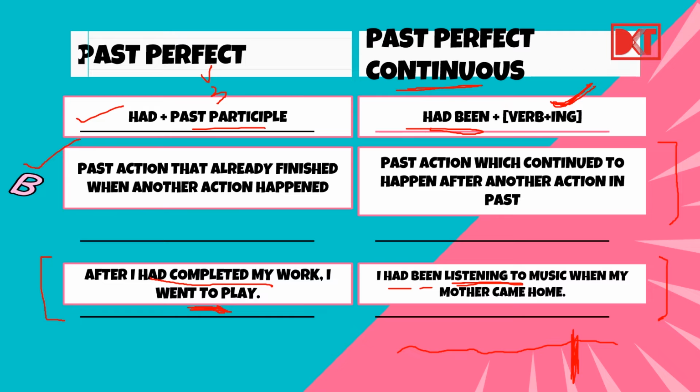Alright, so I hope you understood the broad difference. Past perfect is used for an action that has already happened and actually happened before the other action, which means the older event, for that we use past perfect. And we use past perfect continuous when an action continued to happen after another action in the past. All right.